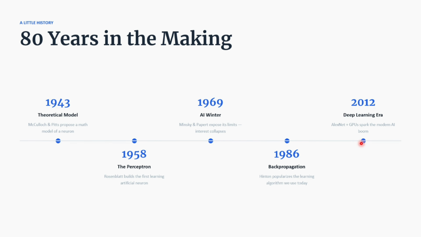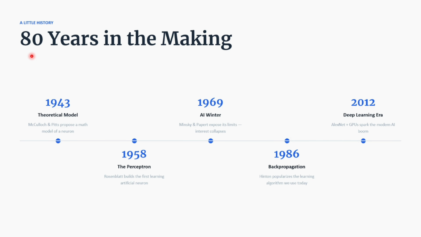For a long time after that, neural networks still couldn't beat traditional methods, mainly due to limited data and limited computing power. That changed in 2012, when a deep neural network called AlexNet dramatically outperformed every other method in a major image recognition competition. Combined with the rise of powerful GPUs and massive datasets, this kicked off the modern deep learning era that we are still in today. The same era that eventually gave us things like ChatGPT and Claude.